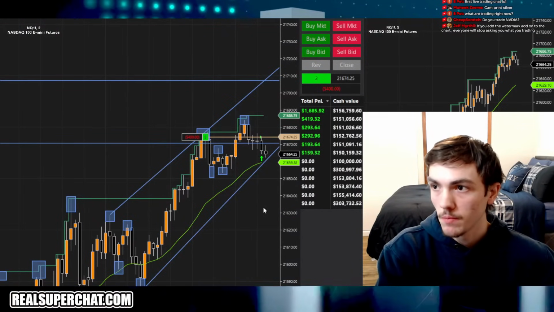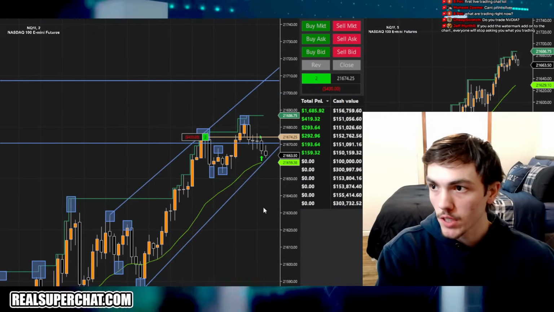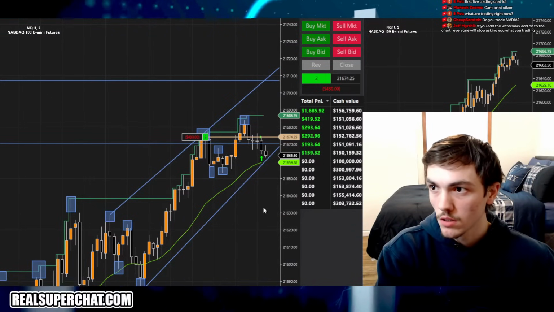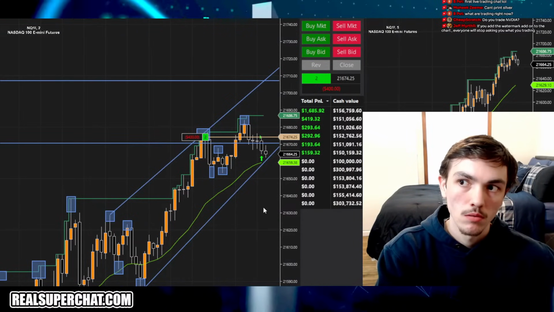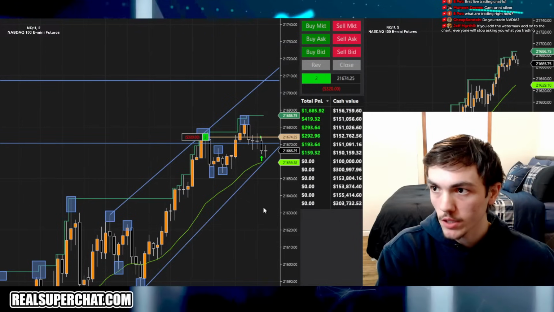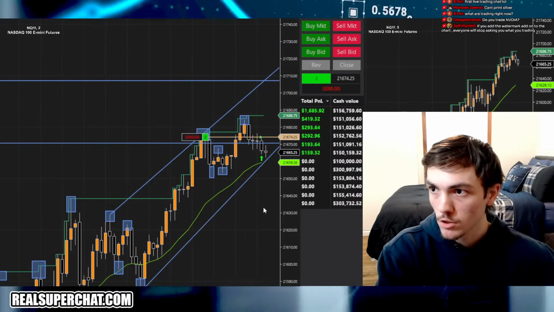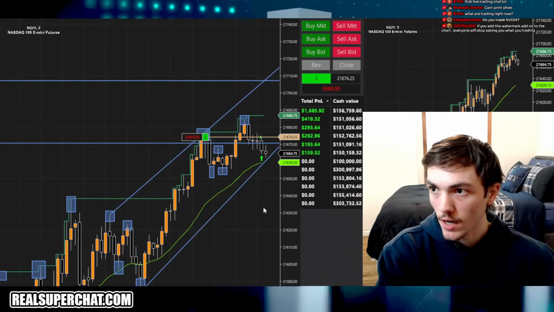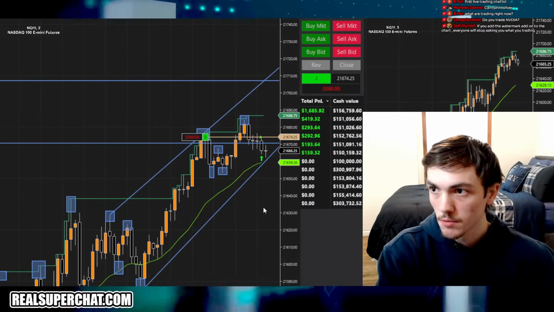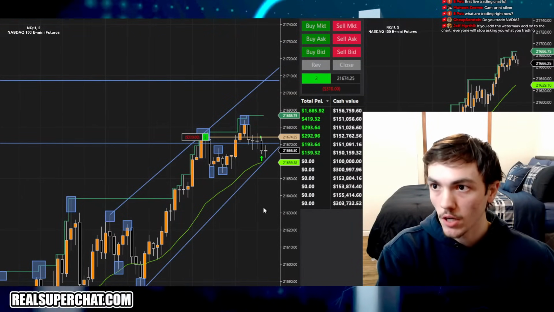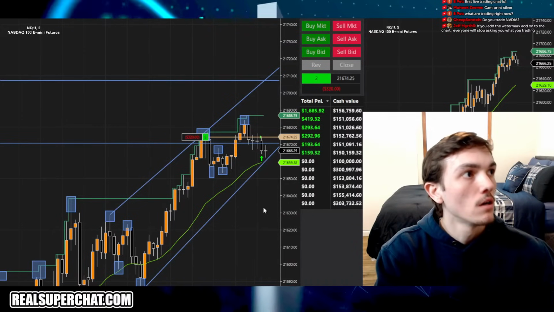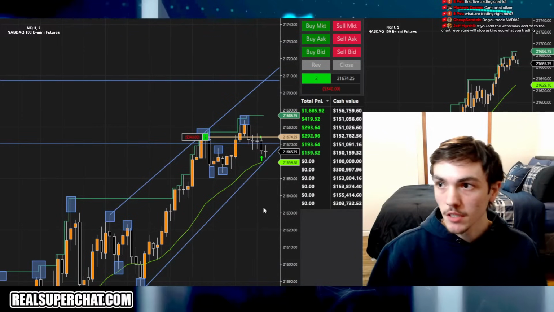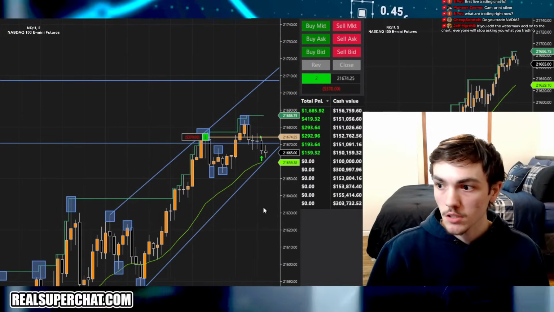Let's go, chat. Looking for this to wick through the support range, trend line. Wick through the 21 EMA, then I'll add to this position long. We're down 320, 2 contracts long. Just waiting, staying patient. Could have been a little more aggressive, but just gonna stay patient.